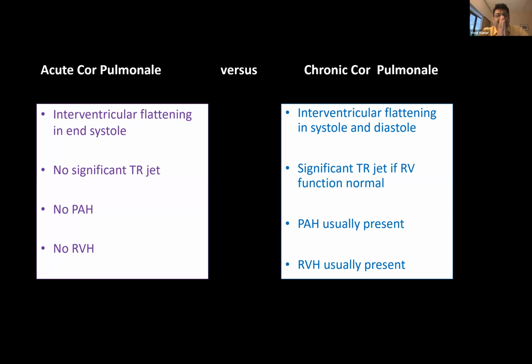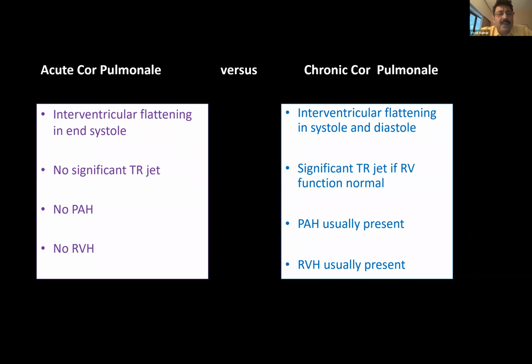So how do we differentiate between acute cor pulmonale, which is an echo diagnosis, versus chronic cor pulmonale, which is what is taught to us as undergraduates and postgraduates in patients of chronic lung diseases like COPD and ILD? In acute cor pulmonale, typically you will have interventricular flattening in end systole. In chronic cor pulmonale, you will have interventricular flattening in systole and diastole, more in diastole. Acute cor pulmonale is a pressure overload. Chronic cor pulmonale is a volume overload.